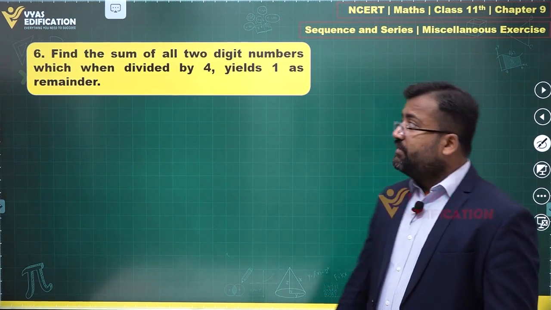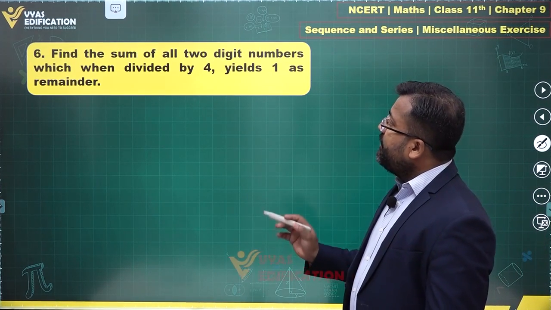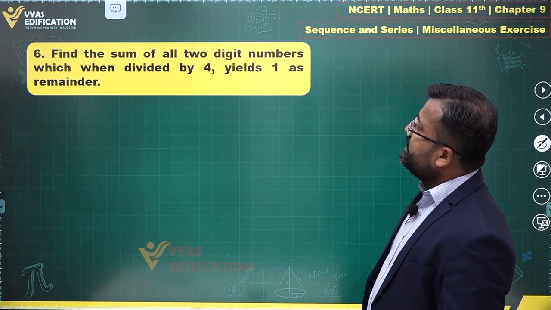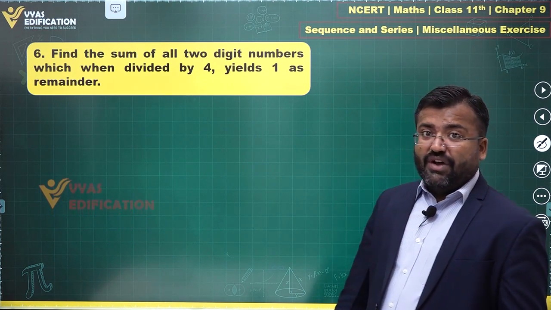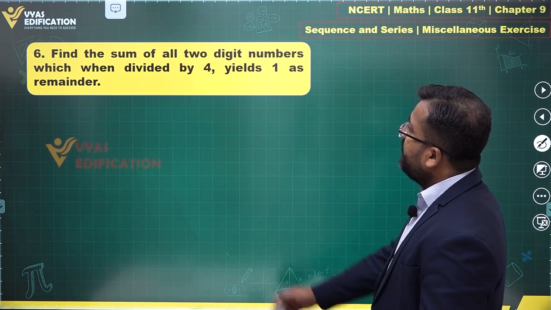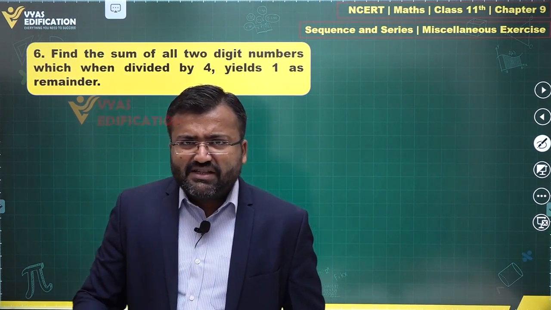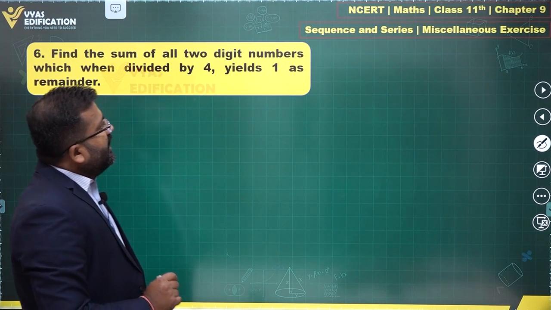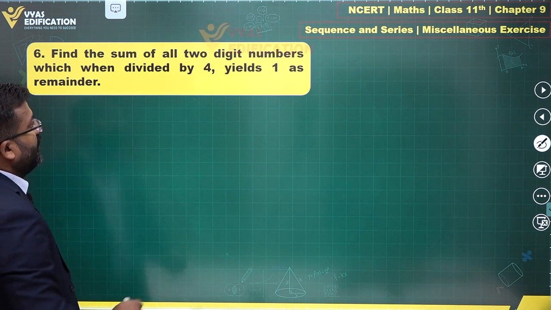In the sixth question, the problem says to find the sum of all two-digit numbers which, when divided by 4, yield 1 as the remainder. Yields means give 1 as the remainder. We are interested in two-digit numbers. Two-digit numbers start from 10 and go up to 99. And when divided by 4, the remainder should be 1.